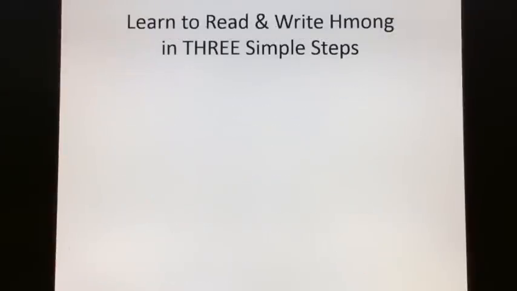Now that you have an overview understanding of the Hmong language and spelling, let's learn how to read and write Hmong by following these three simple steps. Remember that most but not all Hmong words have three parts: the consonant, the vowel, and tone. Therefore, all you have to do to start reading and writing Hmong is to learn each of those three parts. But it's much more simple if you learn it in this order.